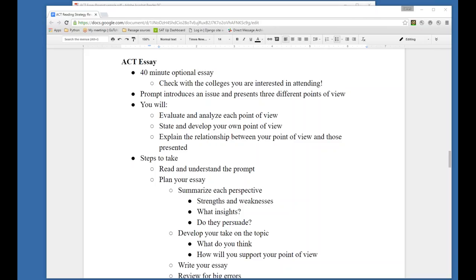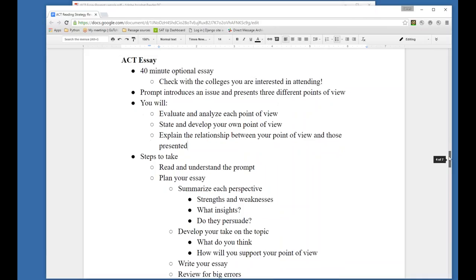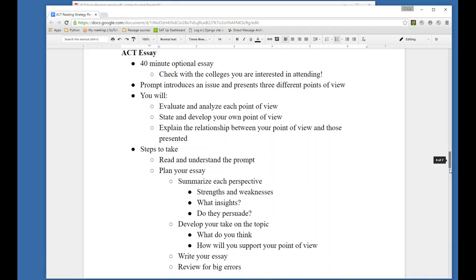All right. So now what we're going to do is we are going to talk about the ACT essay. Who's going to be taking the essay? Who will be writing the essay? Who knows? Anybody? Let me know in the chat. Yes? No? Okay. All right. Anybody? Any other no's? Not this time? Okay. All right. Well, some of you are and some of you aren't.